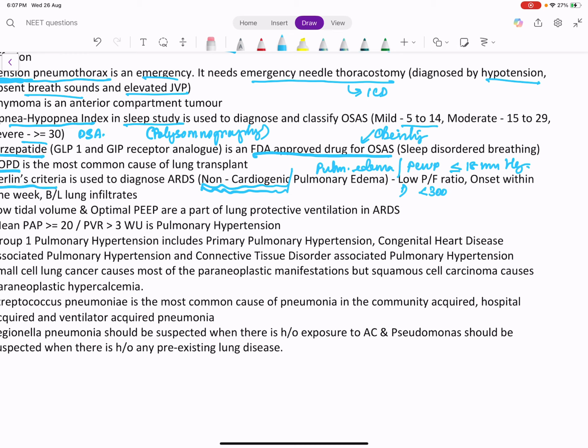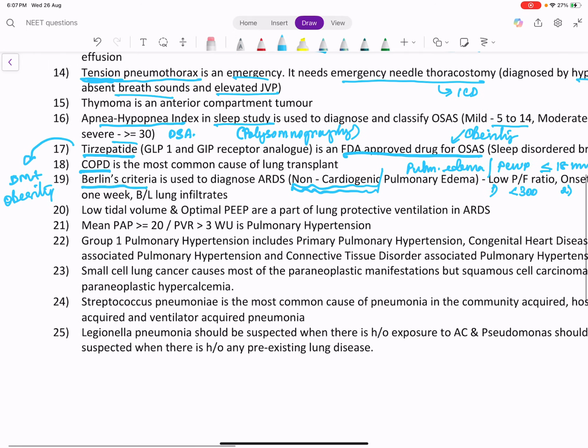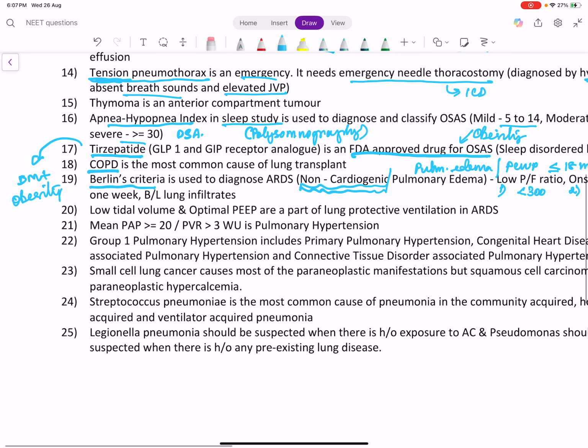If it is 200 to 300, ARDS is mild. 100 to 200, ARDS is moderate. Less than 100, ARDS is severe. The second criterion is the onset of this hypoxia should be less than 1 week of a disease. The third thing is there should be bilateral lung infiltrates, which should not be explained by any other finding.